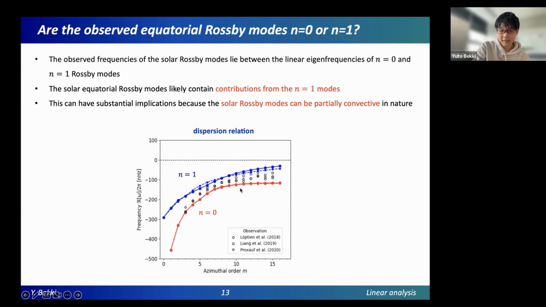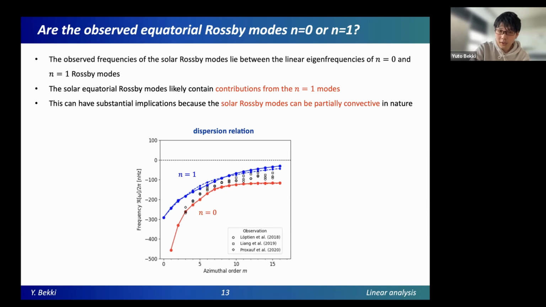These white points denote observations, and we can see that the observed frequencies of the Rossby modes largely lie in between these two. This is m equal 3. For m equal 3, maybe we can confidently label it as the n equals 0 mode. But for the higher m modes, we cannot say anything conclusive.